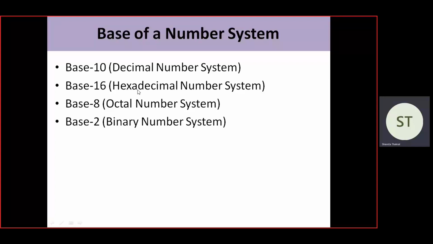In the same way, for the hexadecimal number system, the base is 16. That means a total of 16 unique digits are there in the hexadecimal number system. In the octal number system, the base is 8. Octal means 8, hexa means 16. And in the case of the binary number system, the base is 2. That means only 2 unique digits can be defined in the binary number system, and any combination can be made with only these 2 digits.